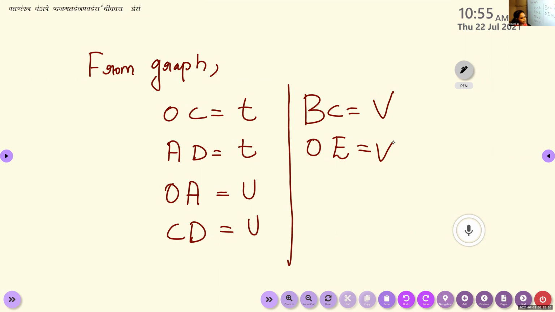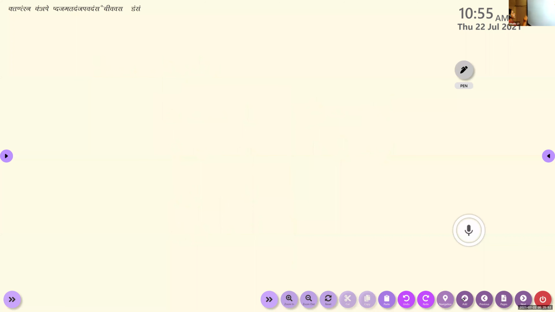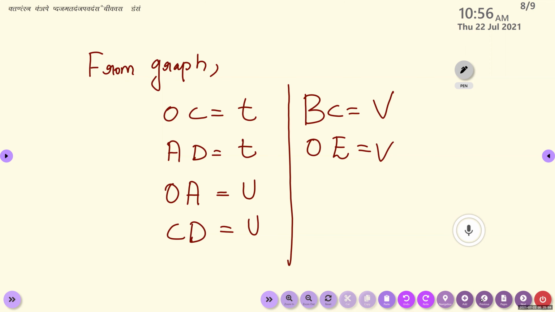Now write the next step. Can you show the last slide? So these are the physical quantities that we identified from the graph, already portrayed in our graph. OC represents the time. If OC is the time, the portion AD also represents the time. OA is the initial velocity. CD also represents the initial velocity. The portion BC represents the final velocity, and OE represents the final velocity.